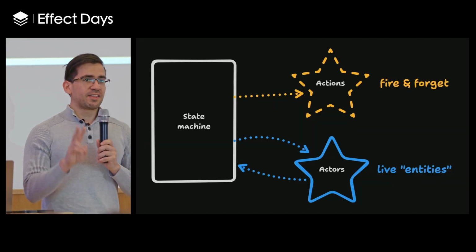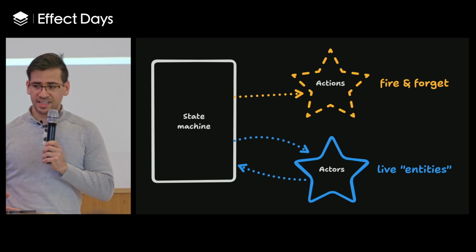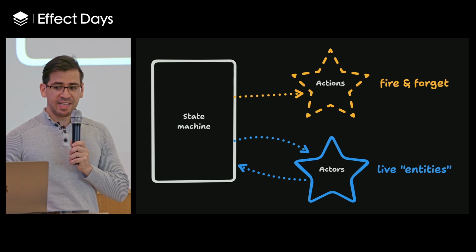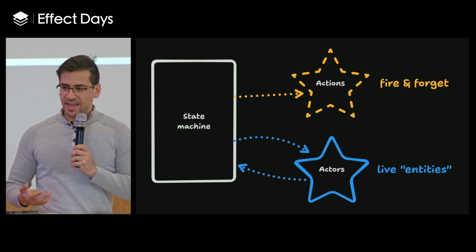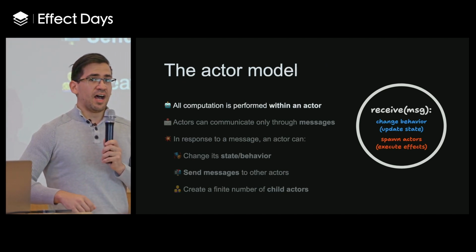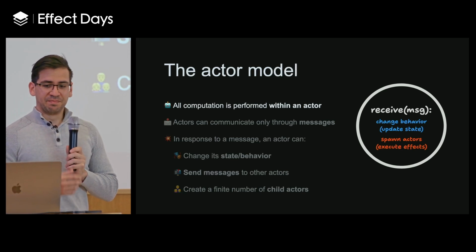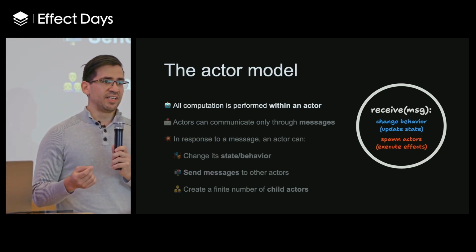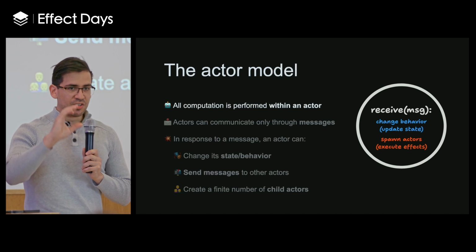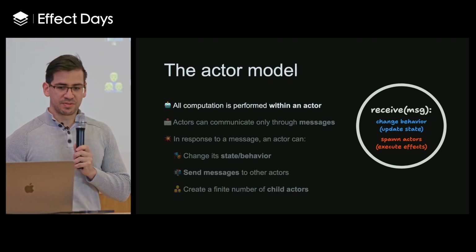All right, so I talked about the two different types of effects that we have in state machines and that are represented in XState. Actions, which are fire and forget, and actors, which are live entities. So I want to talk a little bit about the actor model, mostly because I really wish to see this in effect one day. The actor model is actually the core abstraction, the unit of abstraction in XState. And it's actually pretty simple to understand.